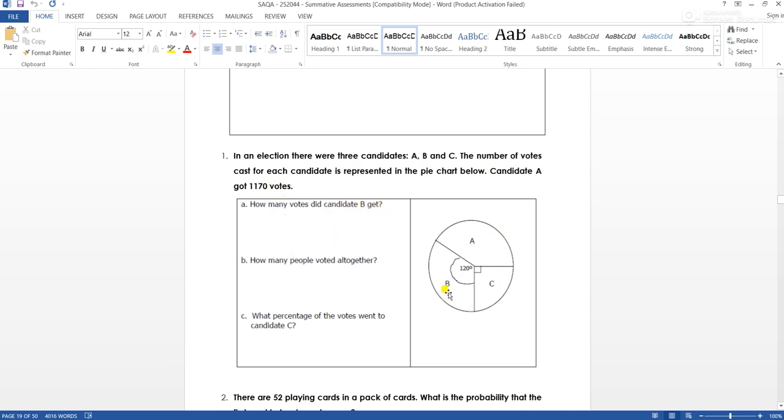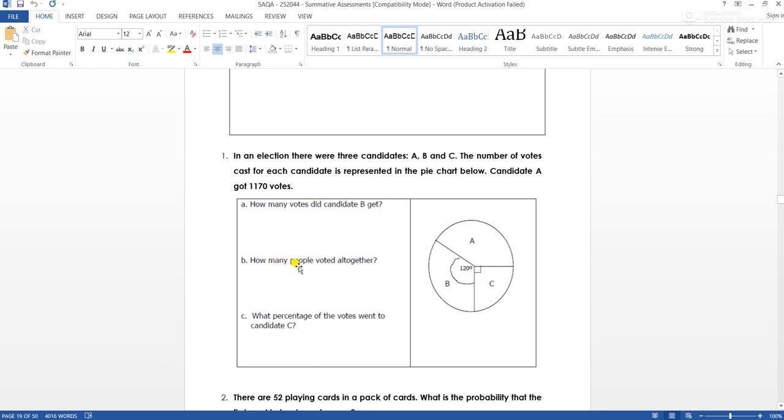The good thing is that a pie chart consists of 360 degrees. I think I've explained that in the previous video. The good thing is that they gave us one angle, meaning that one angle is 120. So when you multiply 120 by 3, it has to give you 360. So we all know that all the other angles are 120, so they're equal. So candidate A got 170 votes. So that means candidate B also got the same votes. So he gave you the first answer.